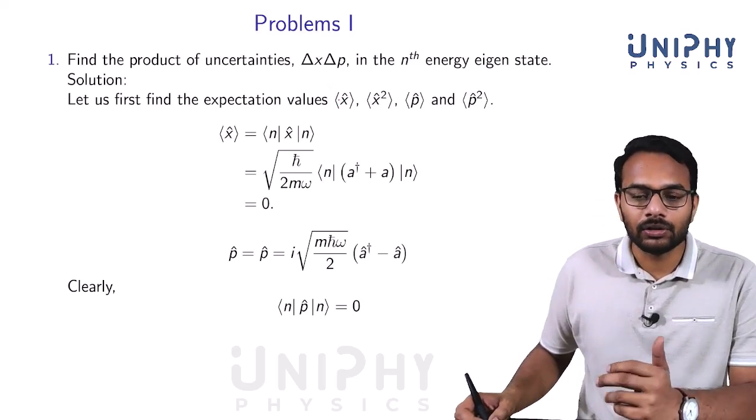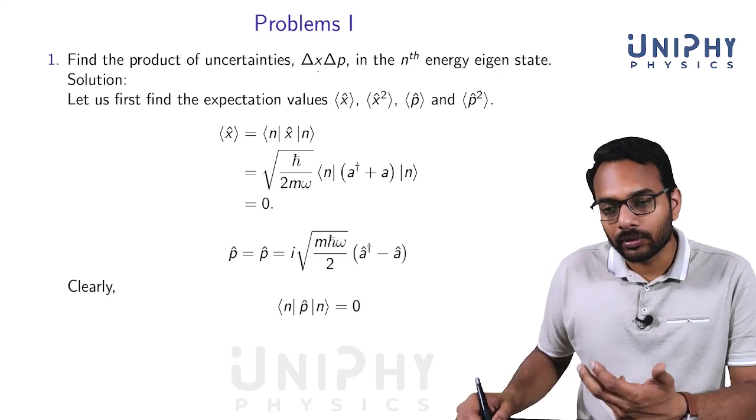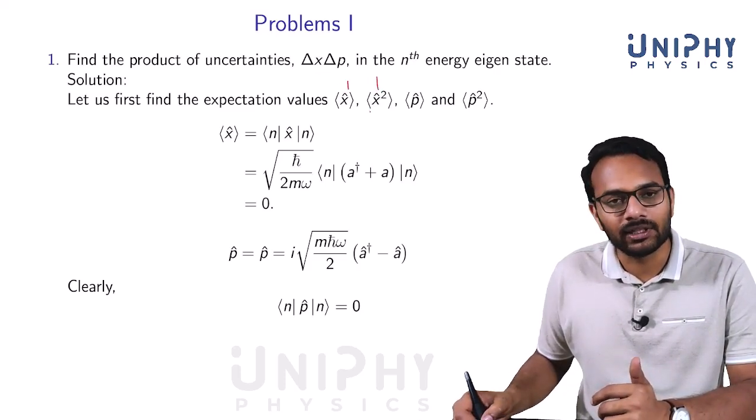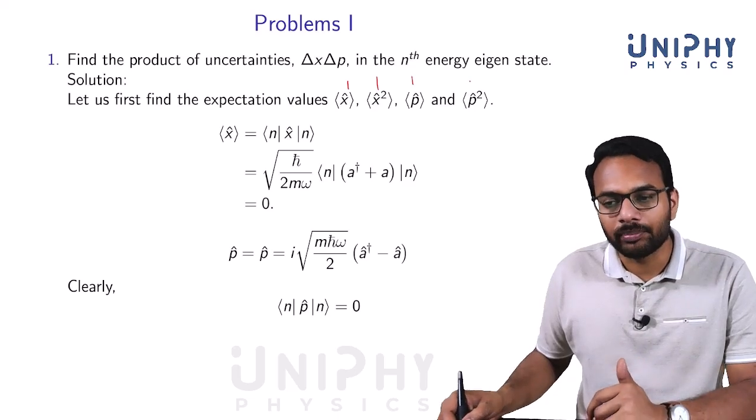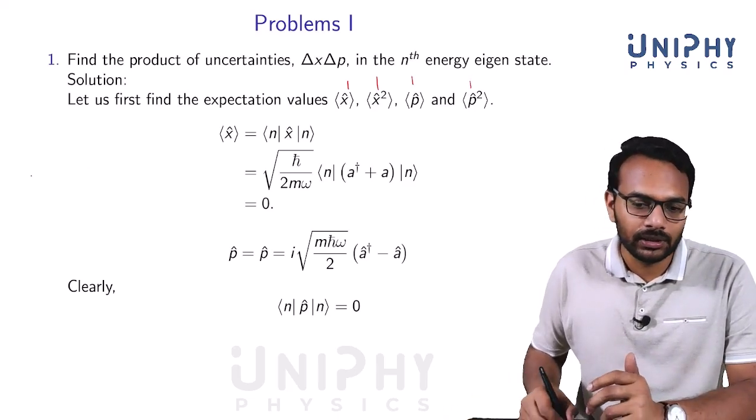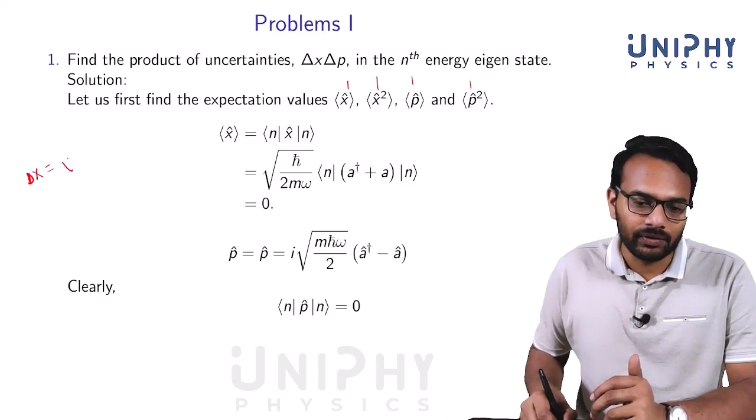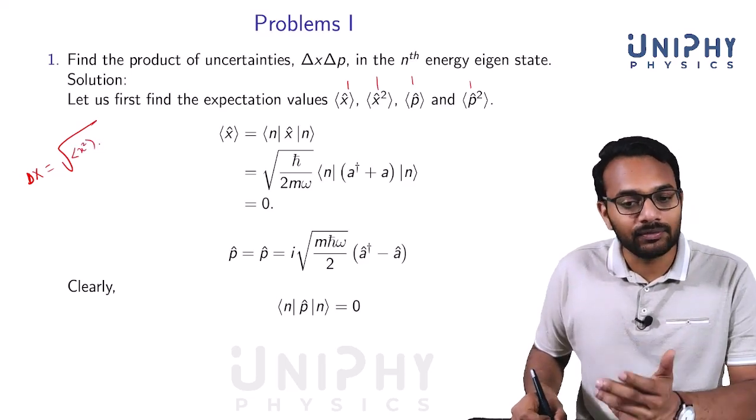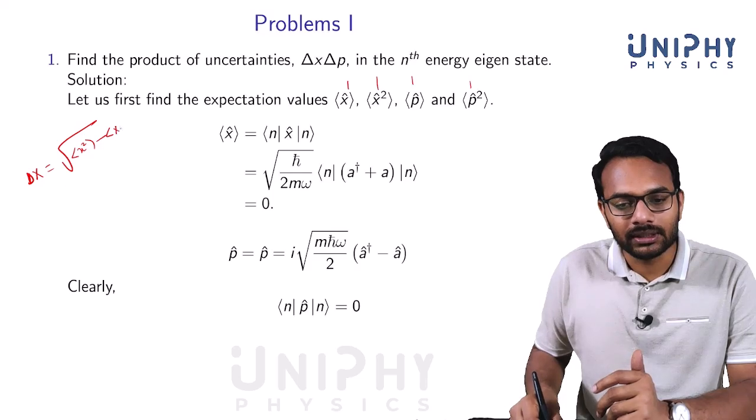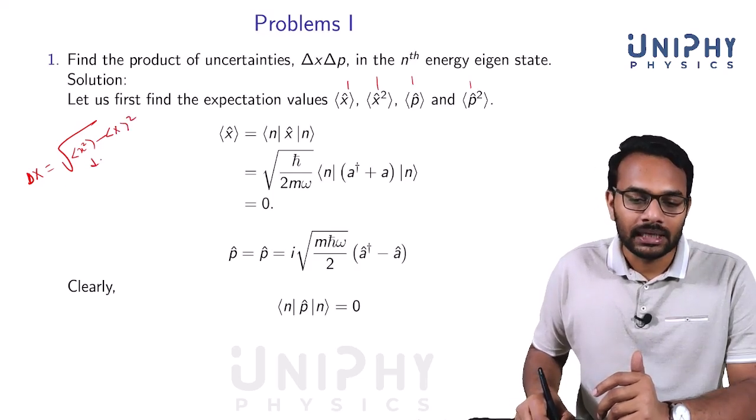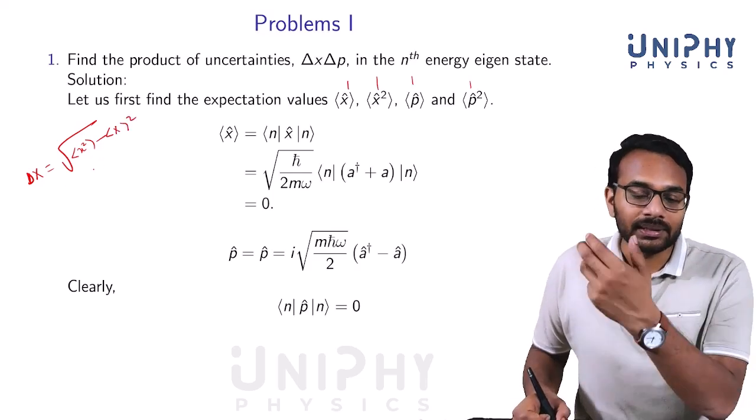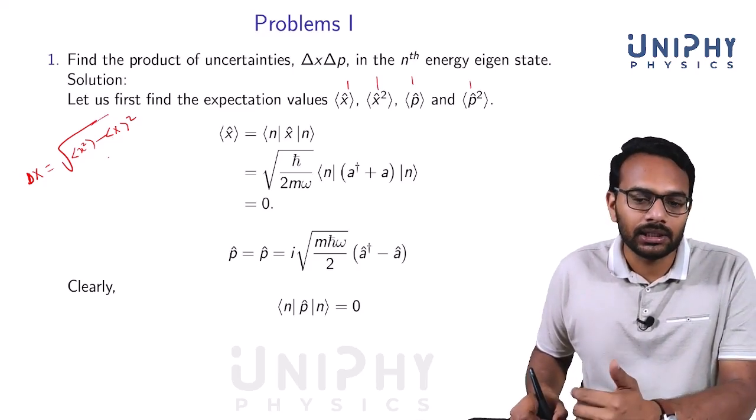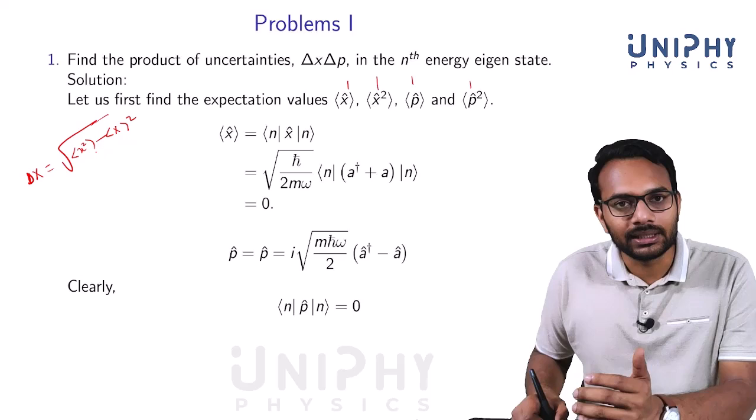In order to find the uncertainties, you need the expectation value of x, expectation value of x square, expectation value of p, and expectation value of p square, because we know that the uncertainty was defined in this way: delta x equals the square root of the expectation value of the square minus the square of the expectation value. This is the definition for uncertainty in an operator in a given state.